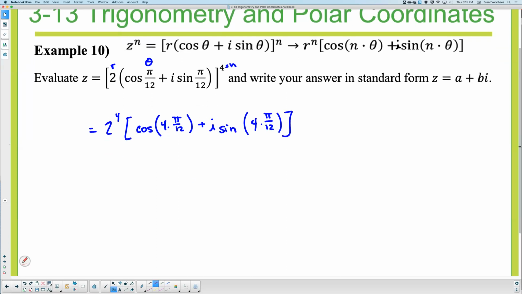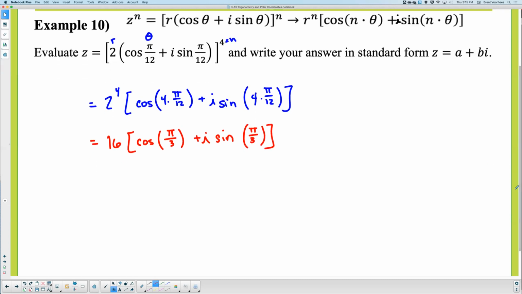And so I'll go to simplify this. 2 to the 4th is 16. 2 times 2 is 4, times another 2 is 8, times another 2 is 16. That's 16 times the cosine of, now this is going to be 4 pi over 12. And 4 pi over 12, if you think about it, is the same thing as pi divided by 3. And so 4 pi over 12 once again becomes pi over 3. And let's see here, I can simplify that again. That would be 16. I'm going to evaluate here.